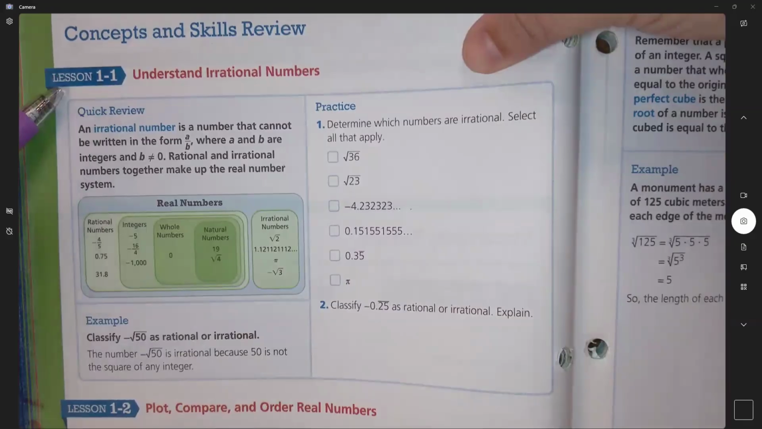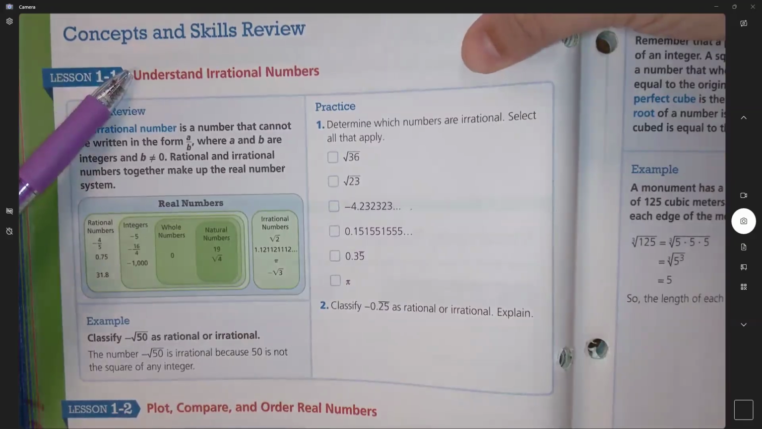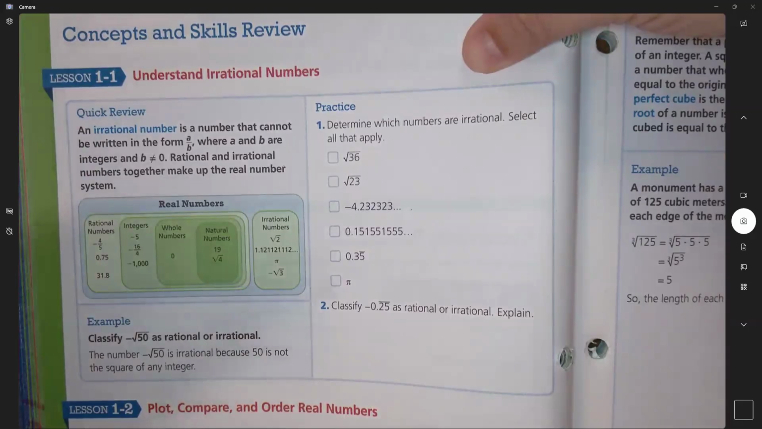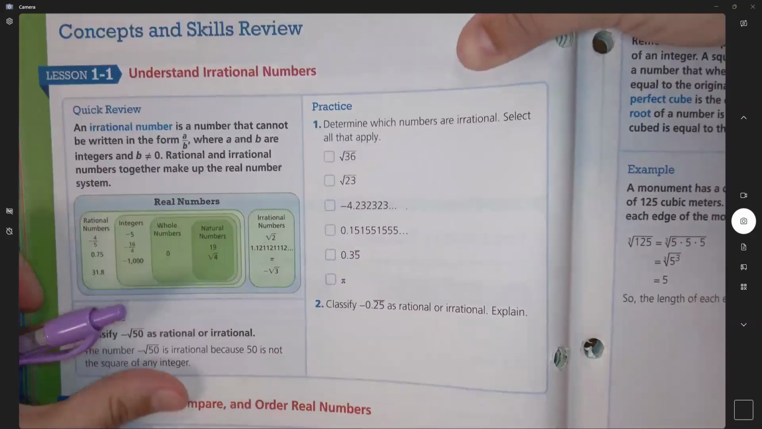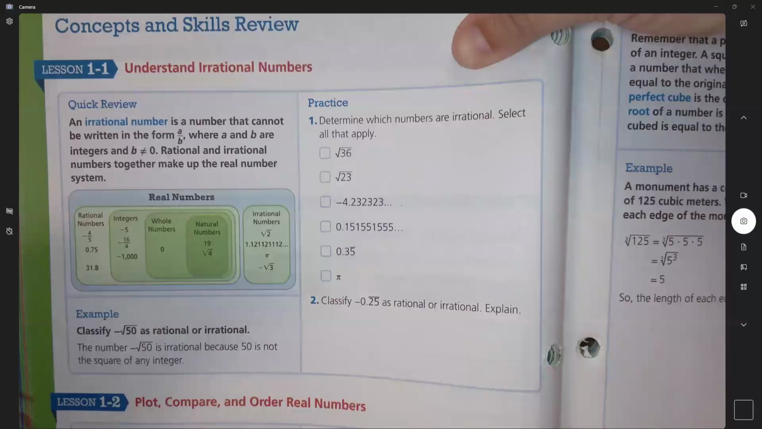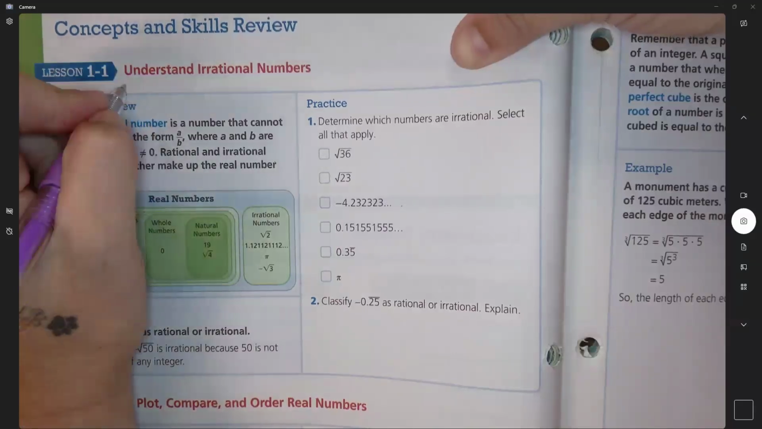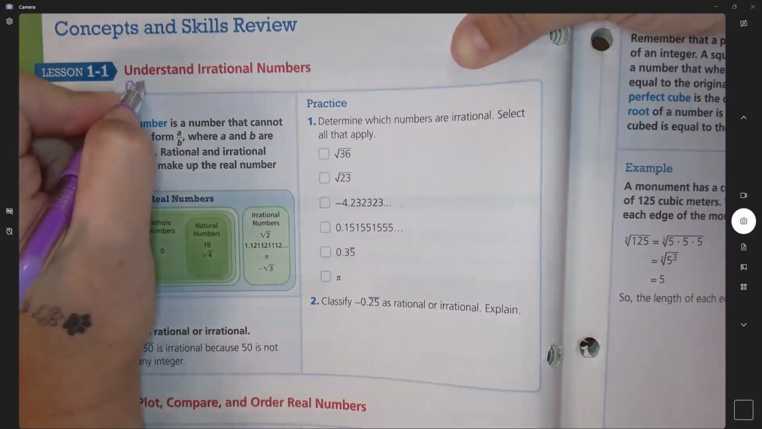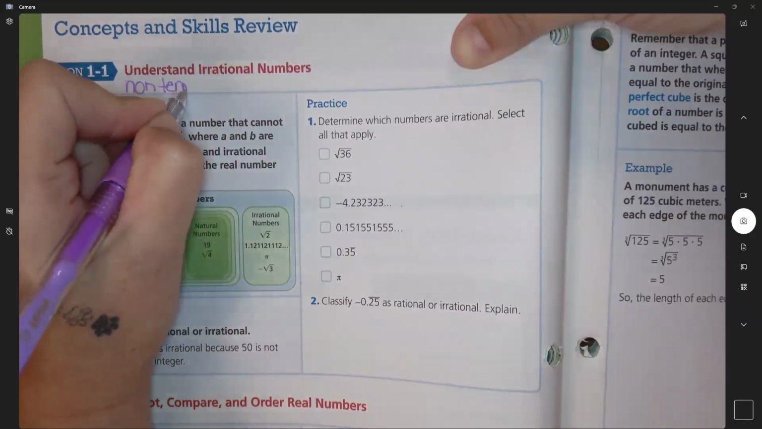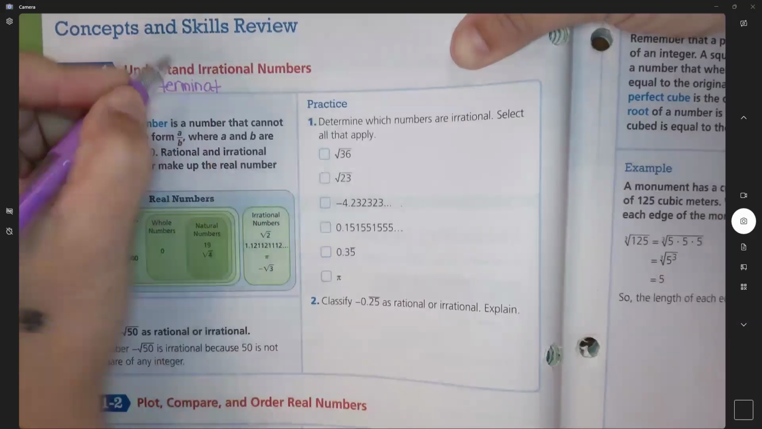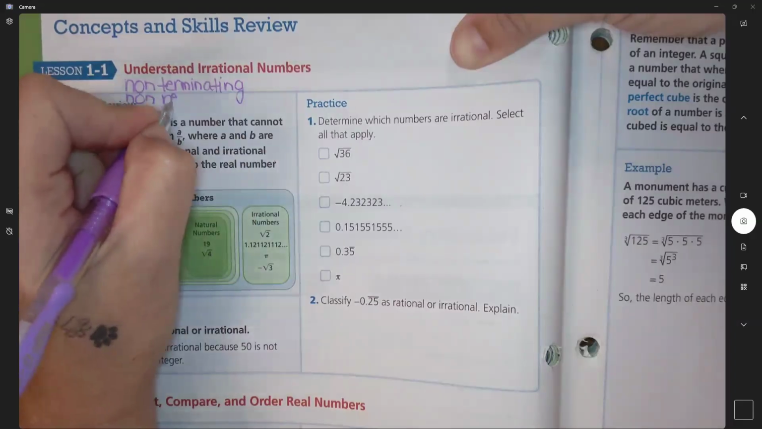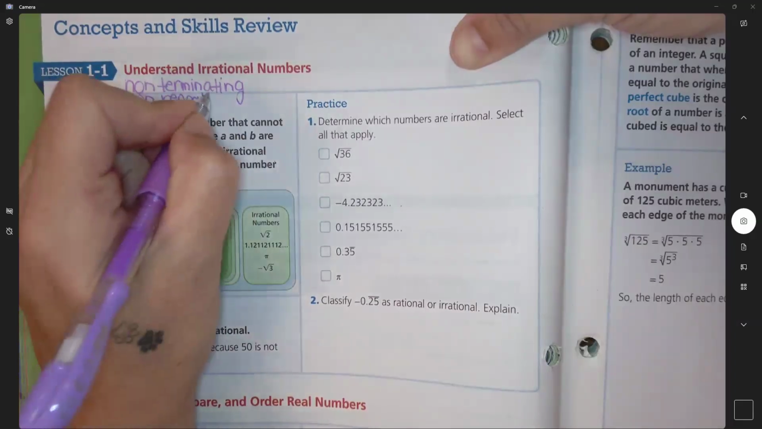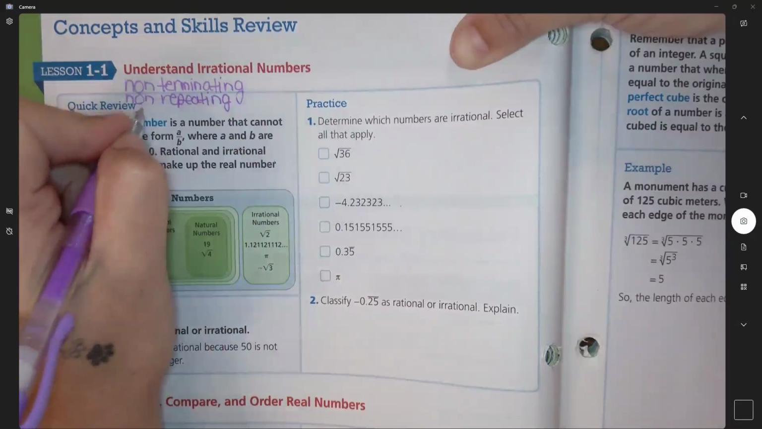So the first thing that we learned in lesson 1.1 was understanding irrational numbers. Through previous experience, my advice is just to remember what the irrational numbers are. Everything else then would become rational. So irrational numbers are non-terminating decimals, non-repeating, and imperfect squares.